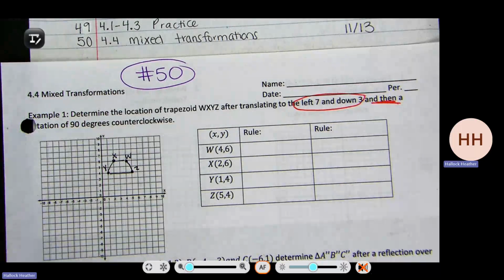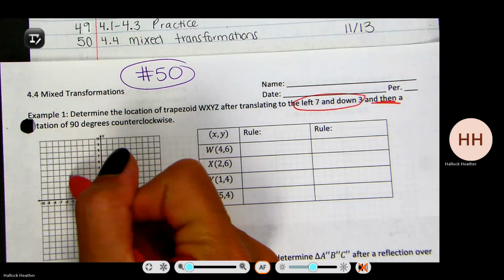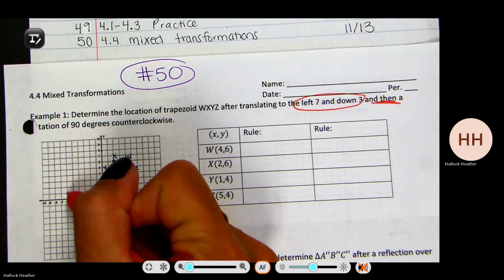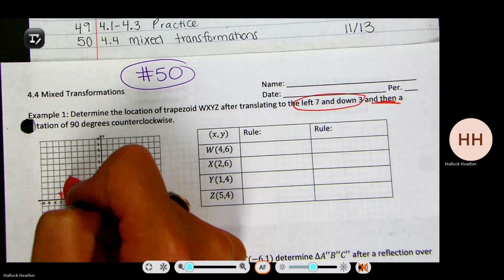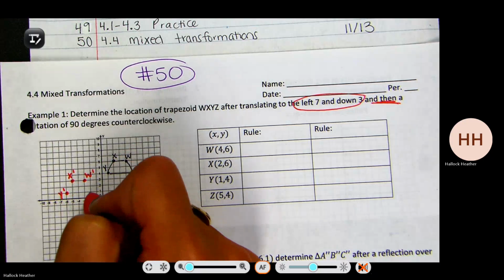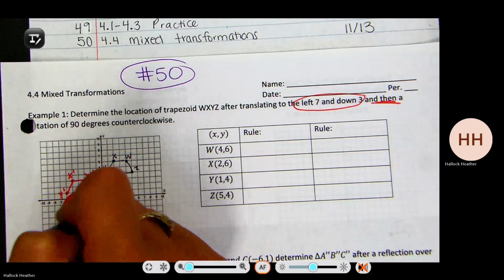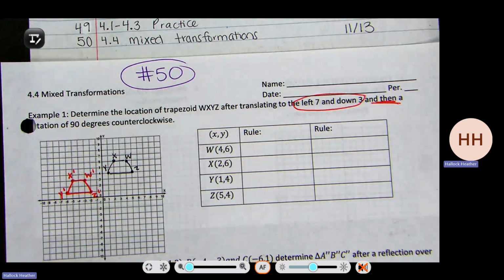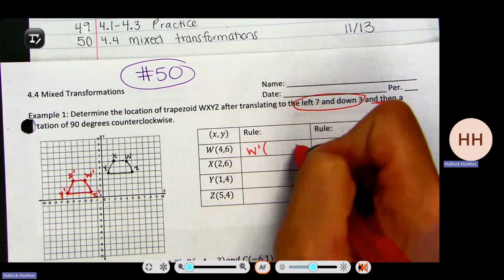So first, we're going to take our little trapezoid, and we're going to go left 7, and go down 3. So take a second, make your new trapezoid. If you haven't done so, left 7. So it should look exactly the same. It just literally went to the left and went down. So once you have your coordinate, does anybody know where W prime is at now on my graph?